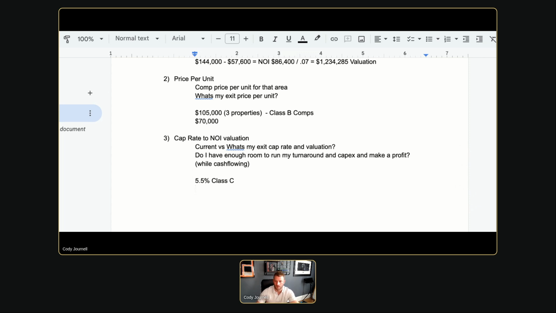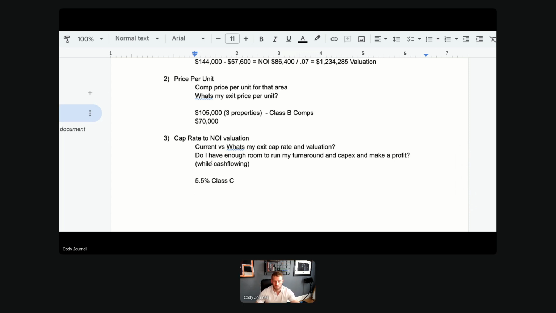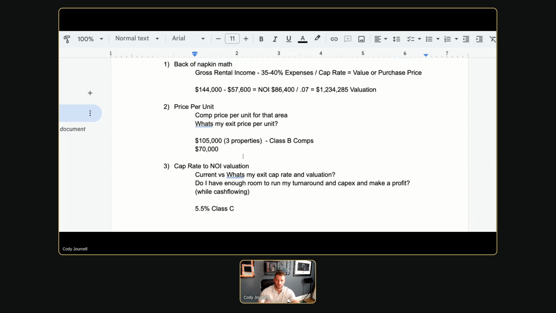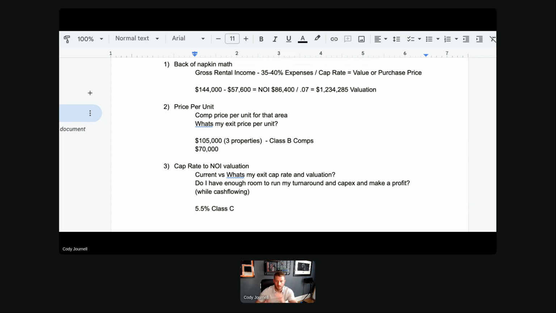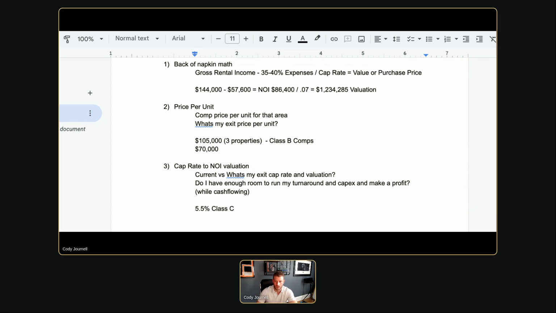I won't get into the cap rate valuation too much because there's a little bit more intricacy to that. But just pay attention to what that cap rate is when you buy it, because you want to be buying it at a higher cap rate than you're trying to exit. So that's really the whole point of number three. I hope that's helpful. I know there are a lot of unknowns in this, but it'll save you a lot of time as you start doing back of the napkin math.